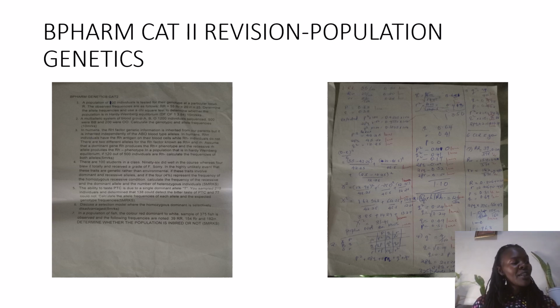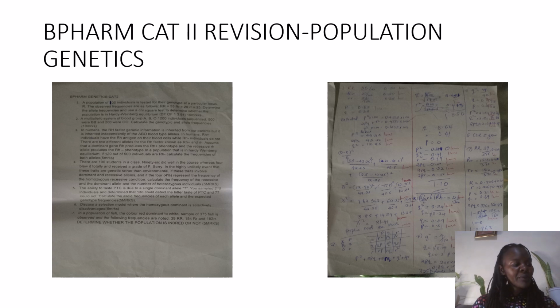So the question says, a multi-allelic system of blood group ABO, 1,200 individuals sequenced, 500 were BB, 200 were OO. Calculate the genotypic and allele frequencies. Remember to put a Punnett square so that you can express the multi-allelic system. So p, q, r, those are the alleles which are representing the ABO blood group system, and we'll always give A to p, q we give the B, and r, blood group O.